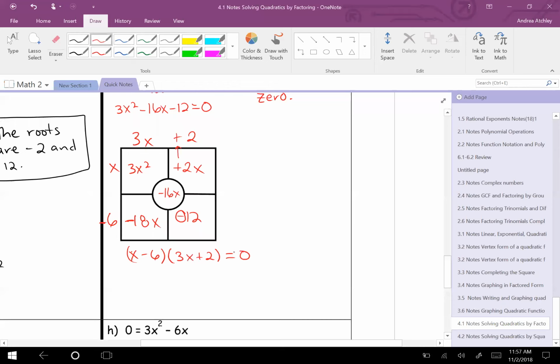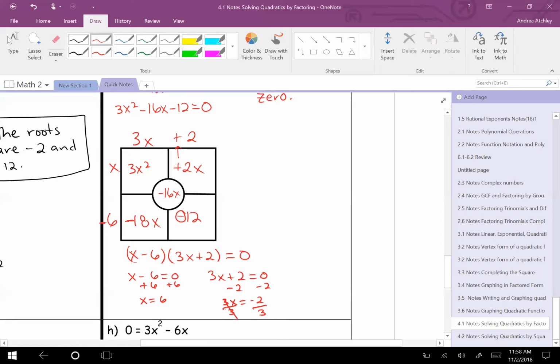So we're going to separate our factors and set them equal to 0. So x minus 6 equals 0. And then 3x plus 2 equals 0. So I add 6 to both sides. And I get x equals 6. I subtract 2 from both sides. And I get 3x equals negative 2. How do I get rid of the 3? Divide by 3. It's being multiplied, so I divide by 3.